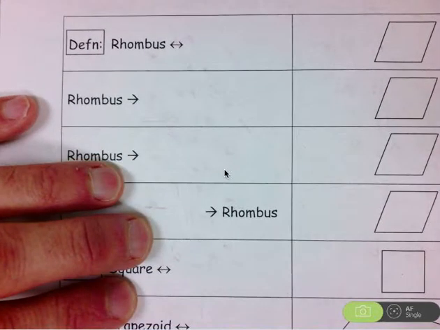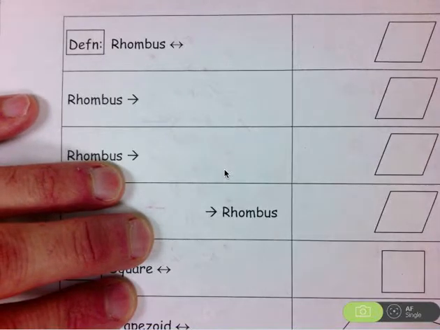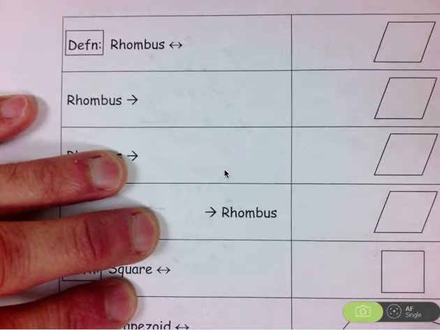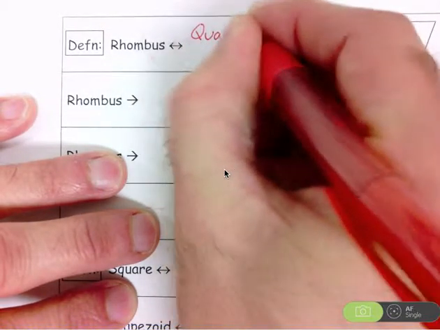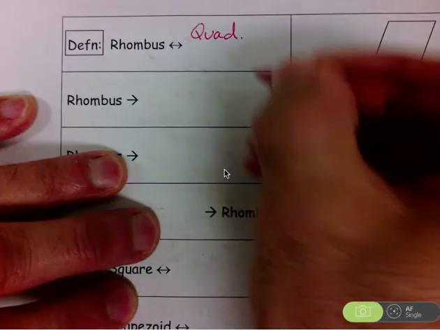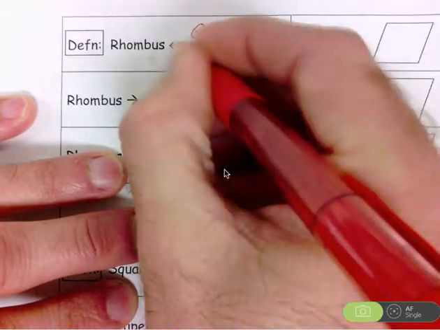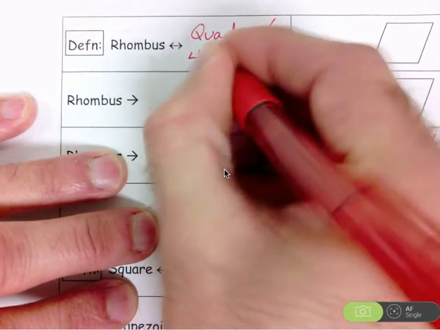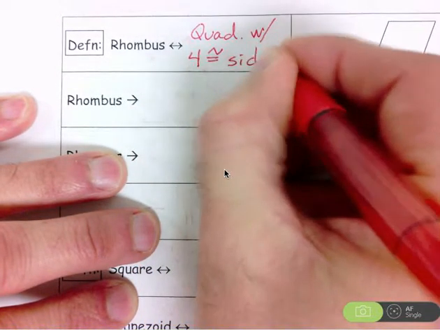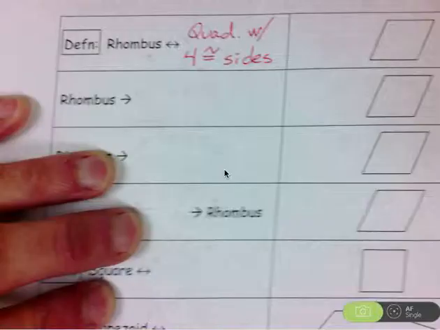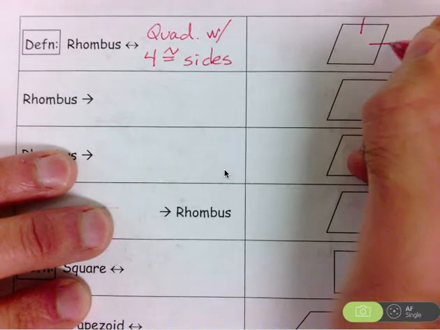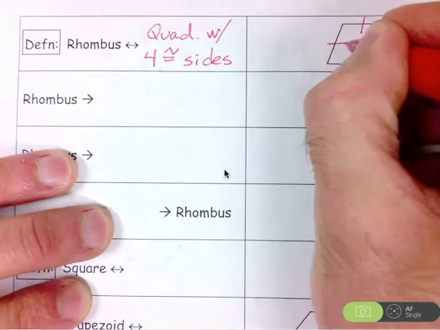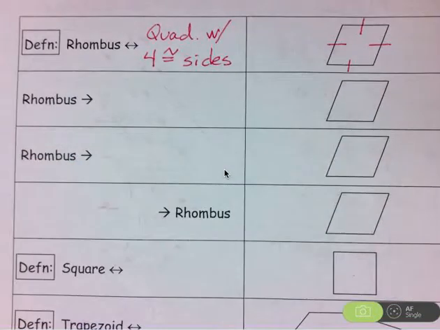So a rhombus is a quadrilateral with four congruent sides. So I'm going to write it as quad for quadrilateral with four congruent sides. So in order to mark that in the picture, I will just mark that all four sides are congruent. I'll put one tick mark on each of the four sides.